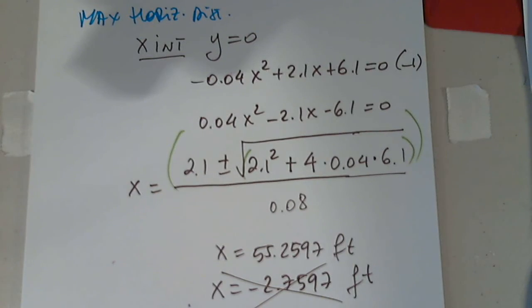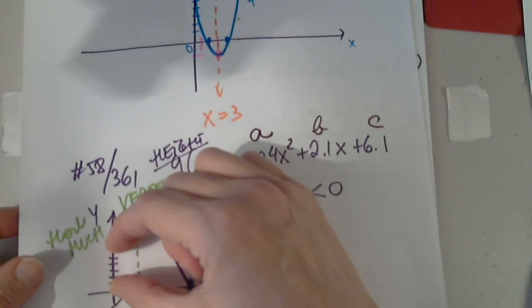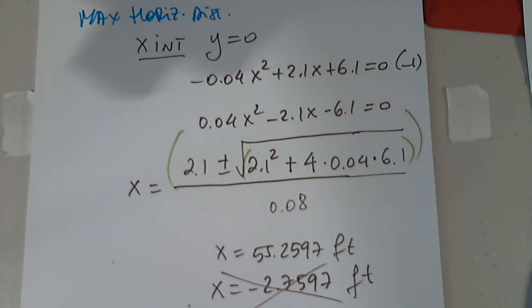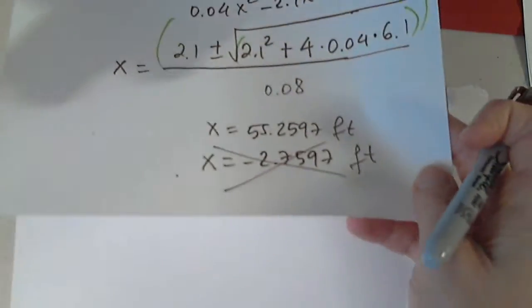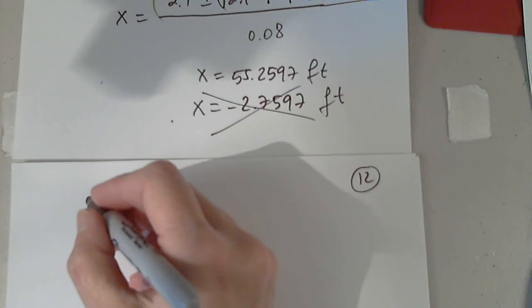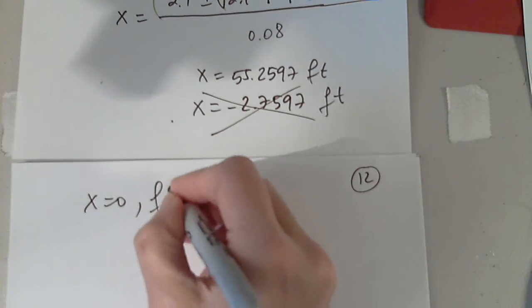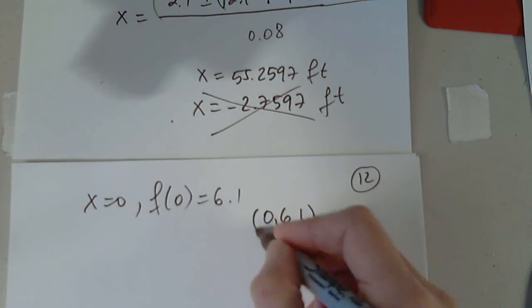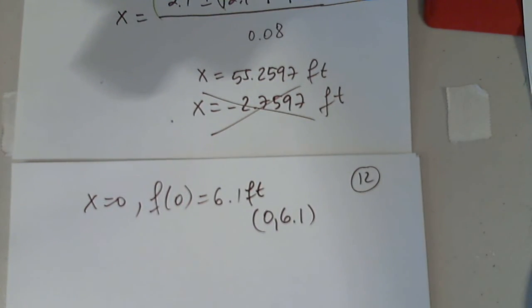The final question is asking us from what height the shot was released. Of course, I'm asked to find the y-intercept. So, finally, when x is 0, f of 0 is 6.1. So 0, 6.1 feet. Any questions?